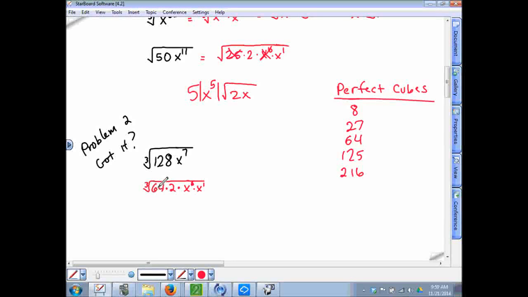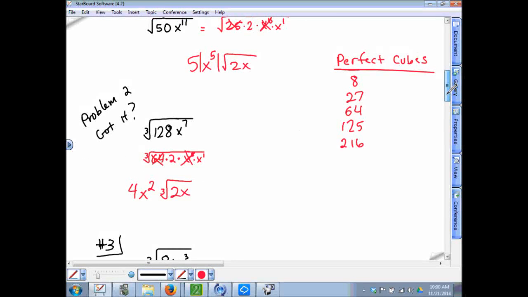So what is the cube root of 64? 4. And then if you take x to the 6 and divide the 6 by 3, you get x squared. And then we have a cube root of 2x. It's not so bad, is it? Because the exponent is divisible by the index, so you divide the exponent by the index.